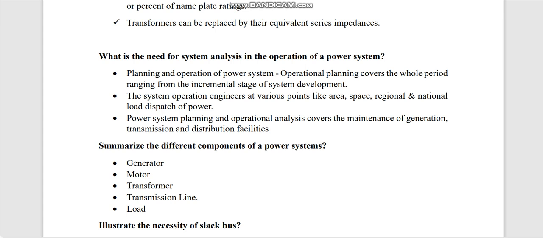You should plan our generation, and the system operation engineers at various levels like area, state, regional and national do load dispatch of power. Next one, for maintenance of generation, we have to shut down our plant. At that time we go for planning. If you write this point, you will get 2 marks.